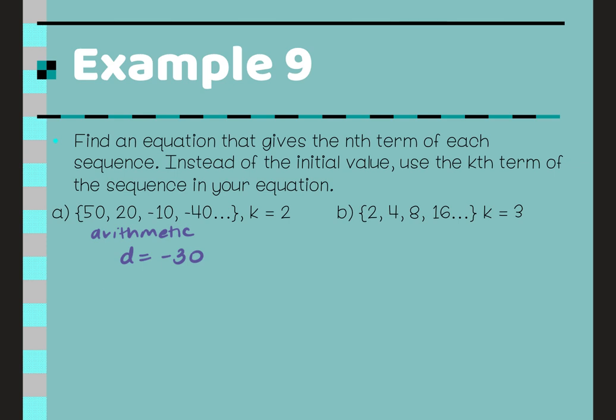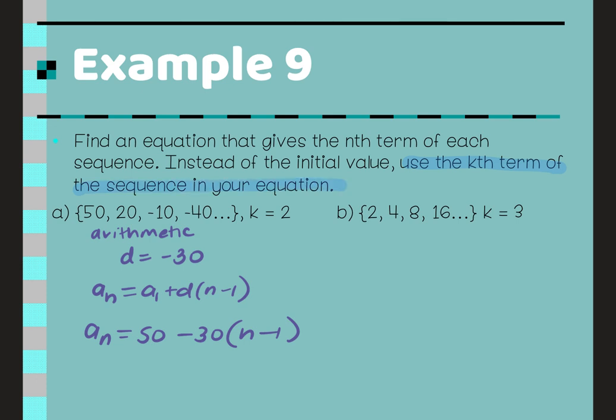So it would be AN equals A1 plus D times N minus 1. That's your typical normal equation. And then I would plug in my A1, and then I would plug in D. So that would have looked like this: AN equals 50 minus 30 times n minus 1. If it was just normal instructions and it said find the nth term, that would have been my answer. But it doesn't say that this time. It says use the kth term of the sequence in your equation.